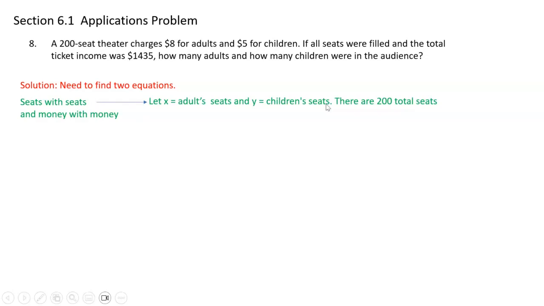But we're talking about seats, right? And there's a total of 200. So how do we get this equation? It's going to be x plus y equals 200. That's equation number 1. Now let's do the money with money. We stated that x represents adult tickets, right? Adult seats. So then adult tickets are $8. So this will be 8x. Now the children's tickets are $5, right? And y represents children. So this is going to give us 5.